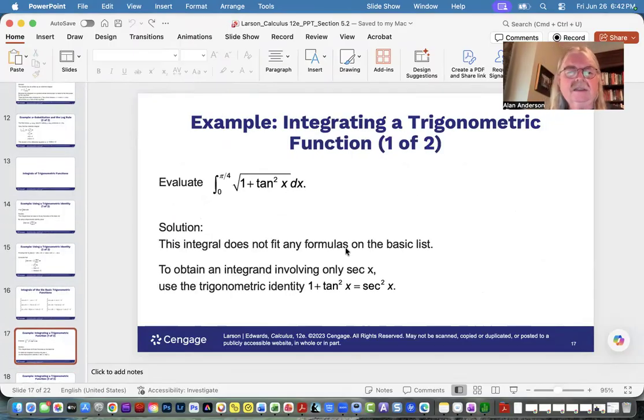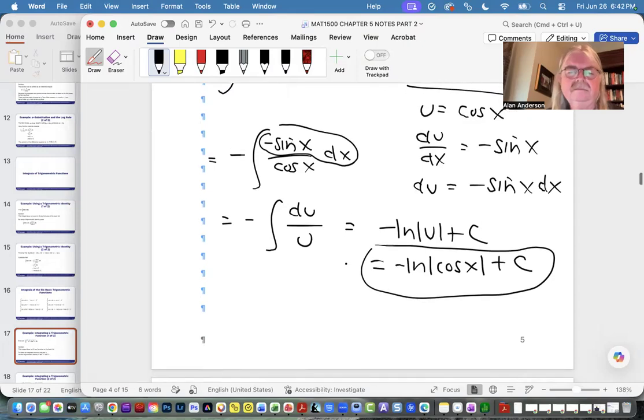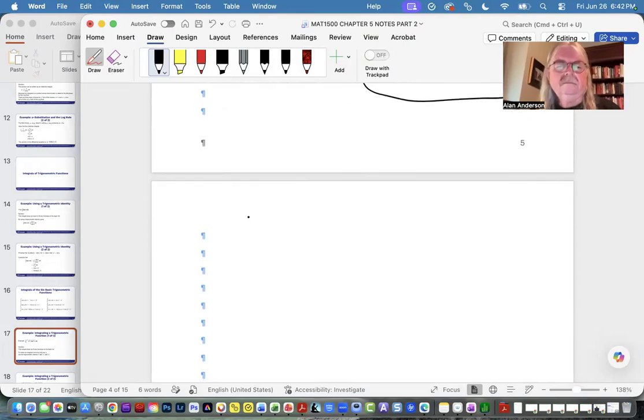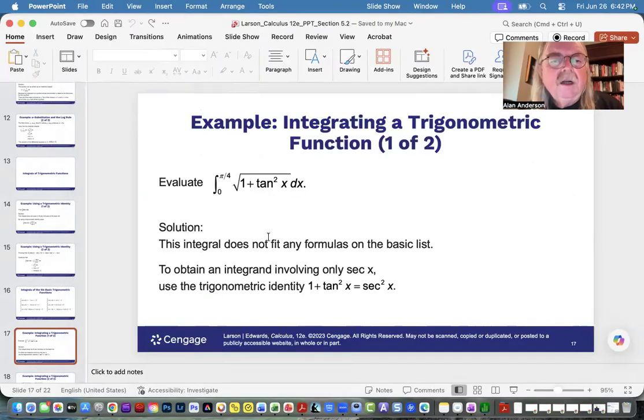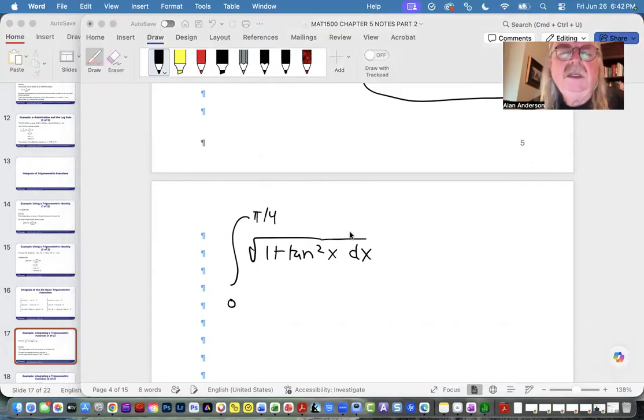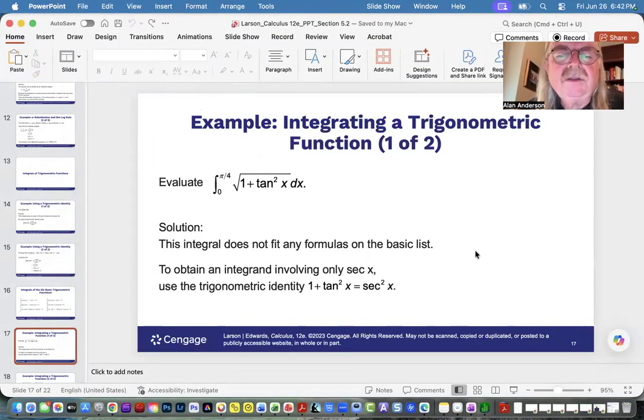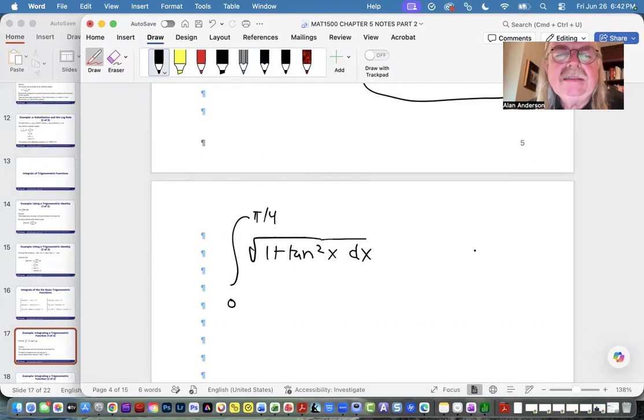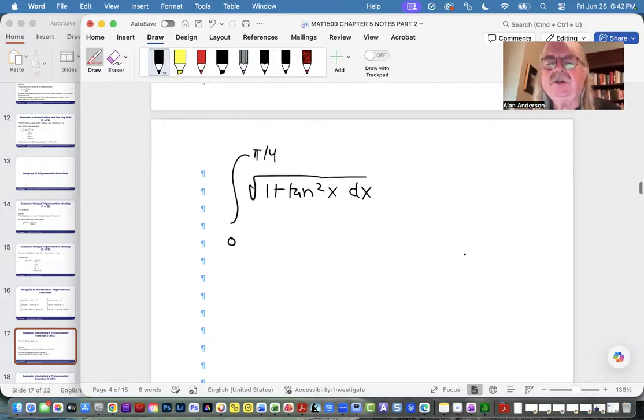What are we doing here? The integral of the square root of one plus tangent squared x dx. Wow. Now this one, what do we do now? All right. Well, here's what I want to remind you. We have these Pythagorean identities.